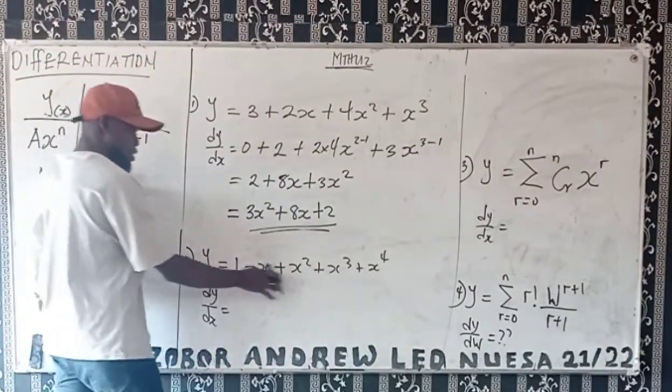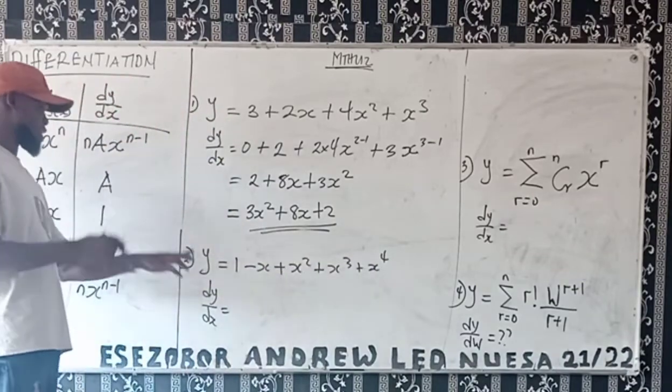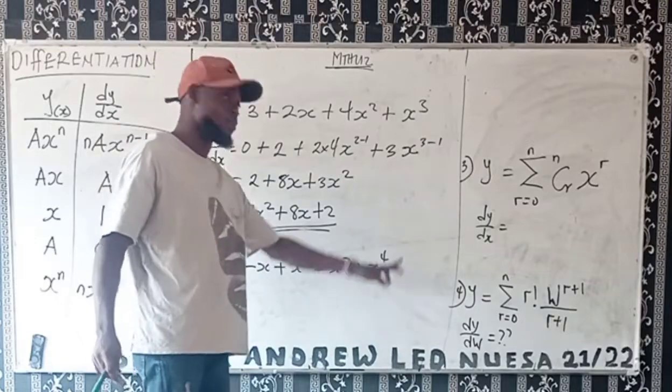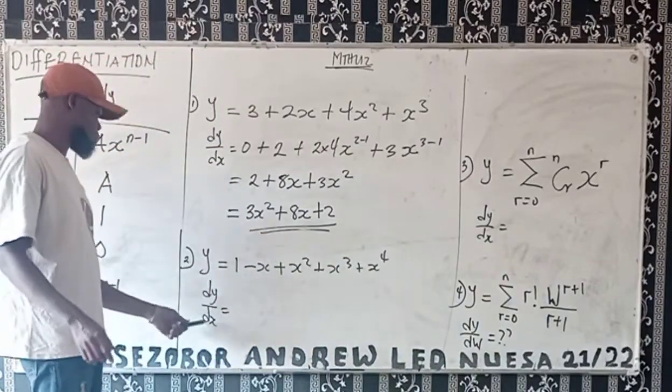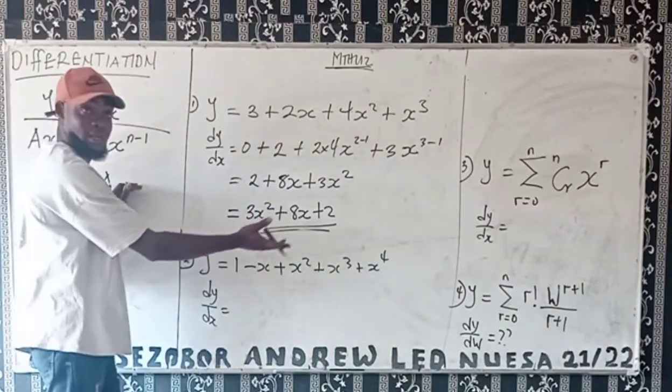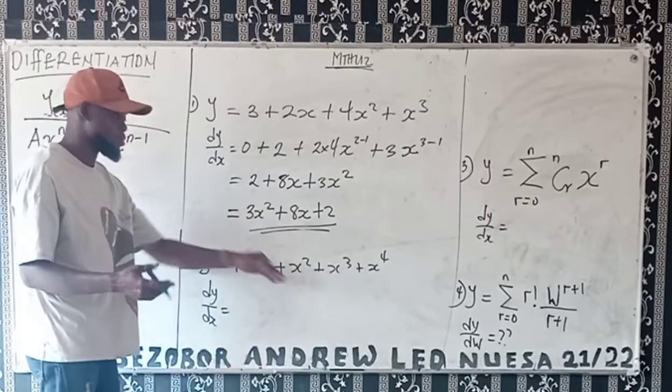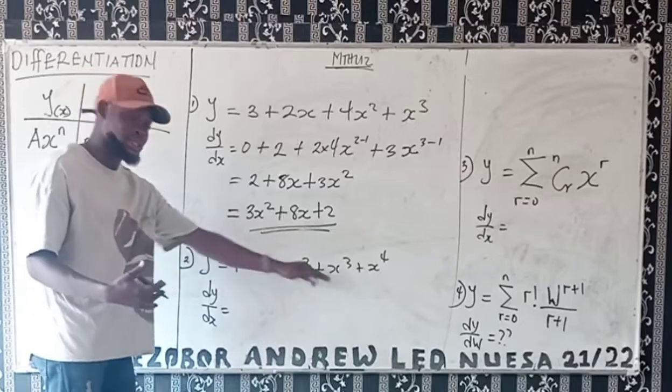Then, let's look at this one. This is another question. If y is equal to 1 minus x plus x squared plus x cubed plus x to the power 4, what is dy over dx? I know you can do this one now. Let me just tell you the answer. I know you have already done this. If you are following, you can do this now.